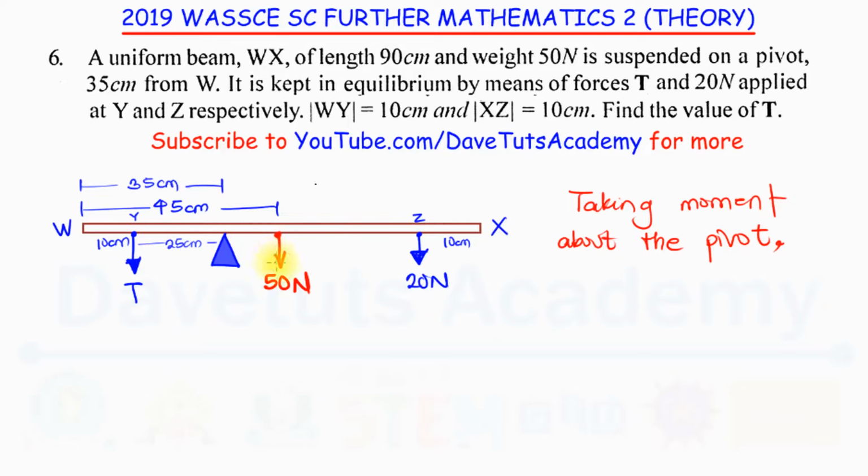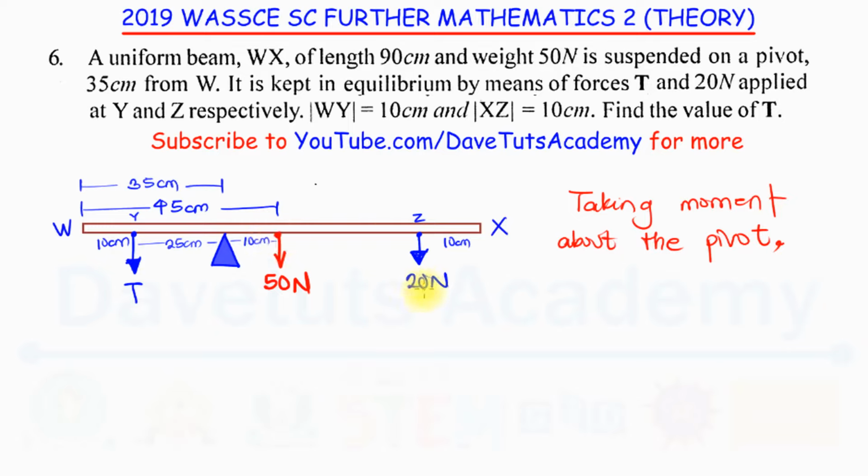Okay, then from the center of the uniform beam to this pivot, already from W to the center is 45 centimeters. Now we have taken 10 and 25, which is 35 centimeters out, so the remaining here is also 10 centimeters. Okay, all right, good.